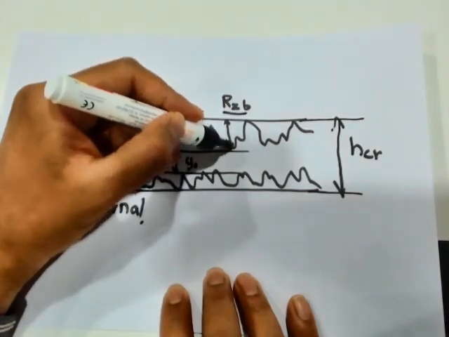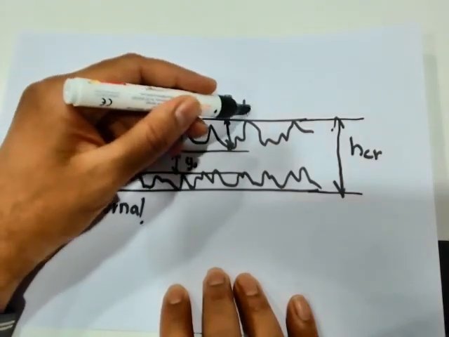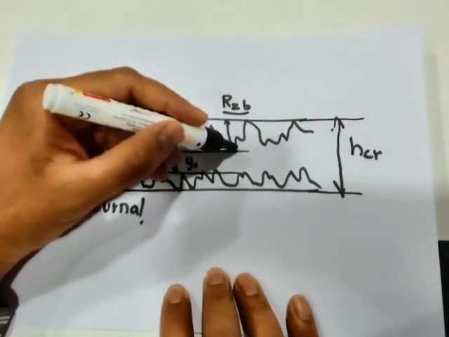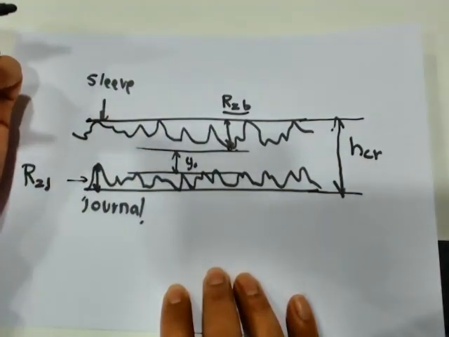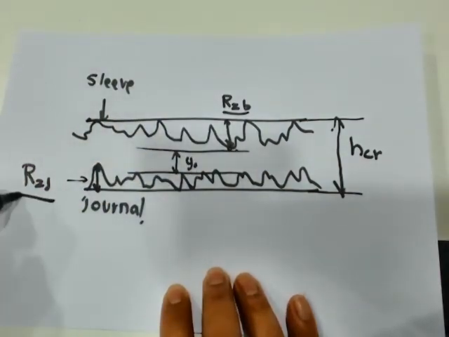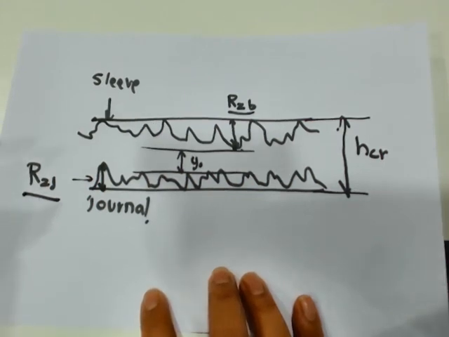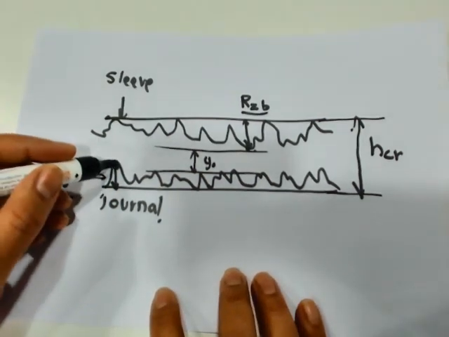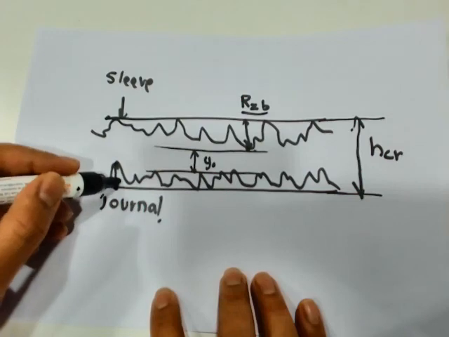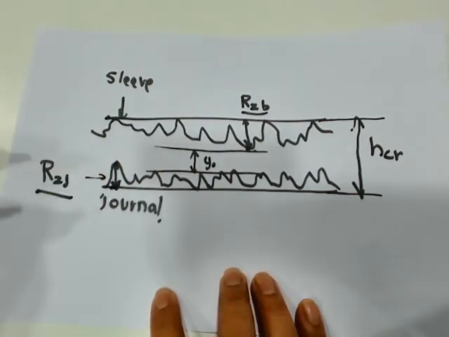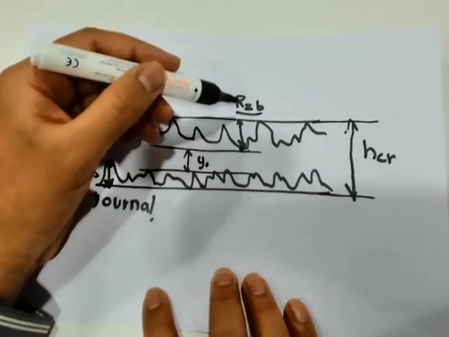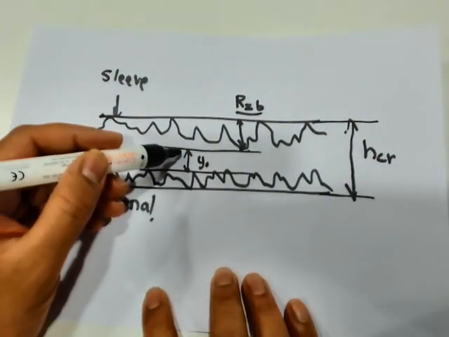RZB is basically the maximum height of the peak of the surface of the bearing. So if we see here, this may be called the maximum height. And then we also consider RZJ. RZJ is the maximum height of the peaks or asperities of the journal. So that is the maximum height.